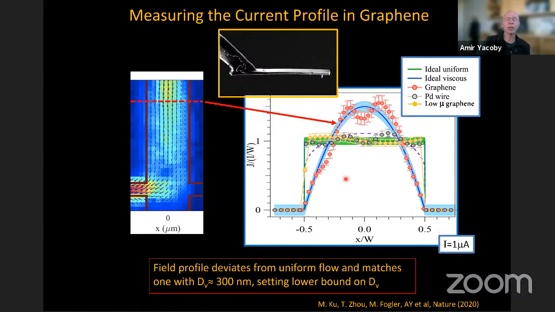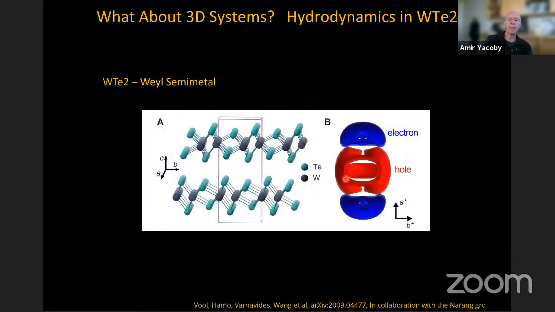Interestingly, the motivation to look in graphene was the fact that carrier density is very low, and that's where hydrodynamic phenomena should be maximized. But we asked ourselves, can there be a system in which the carrier density is actually very high, and yet it still exhibits hydrodynamics? A candidate material that we decided to look at is tungsten telluride.